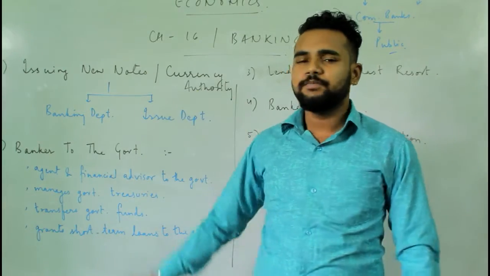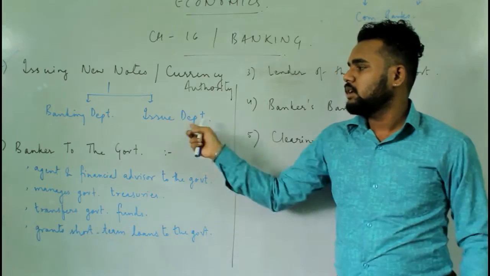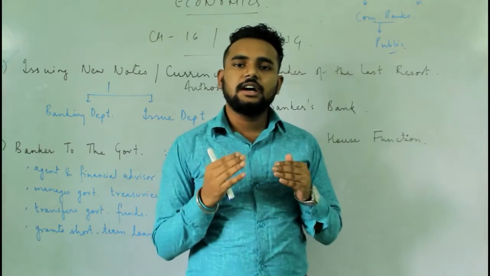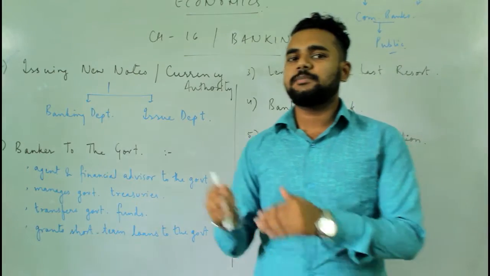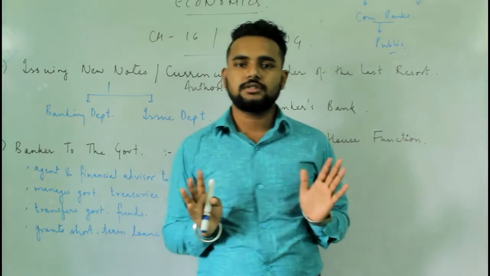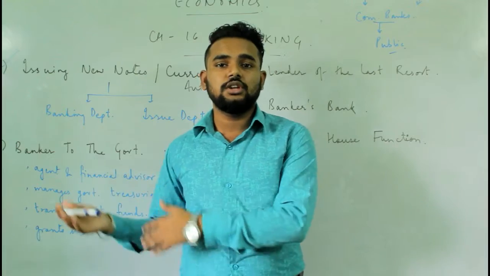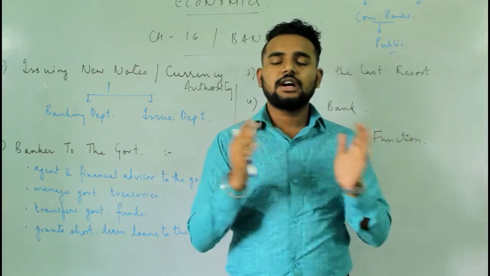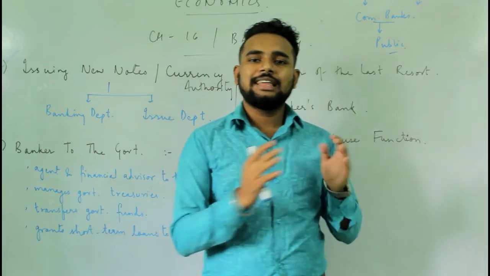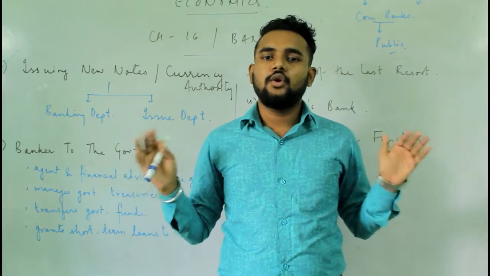Understood the first point? So what is the first point? Issuing new notes, or the currency authority. The RBI is the supreme bank in the country which is solely responsible for issuing of new notes. No other commercial bank has been given the privilege to issue new notes in the country. Most of the central banks all over the world have subdivided their work into two main broad categories. What are those?